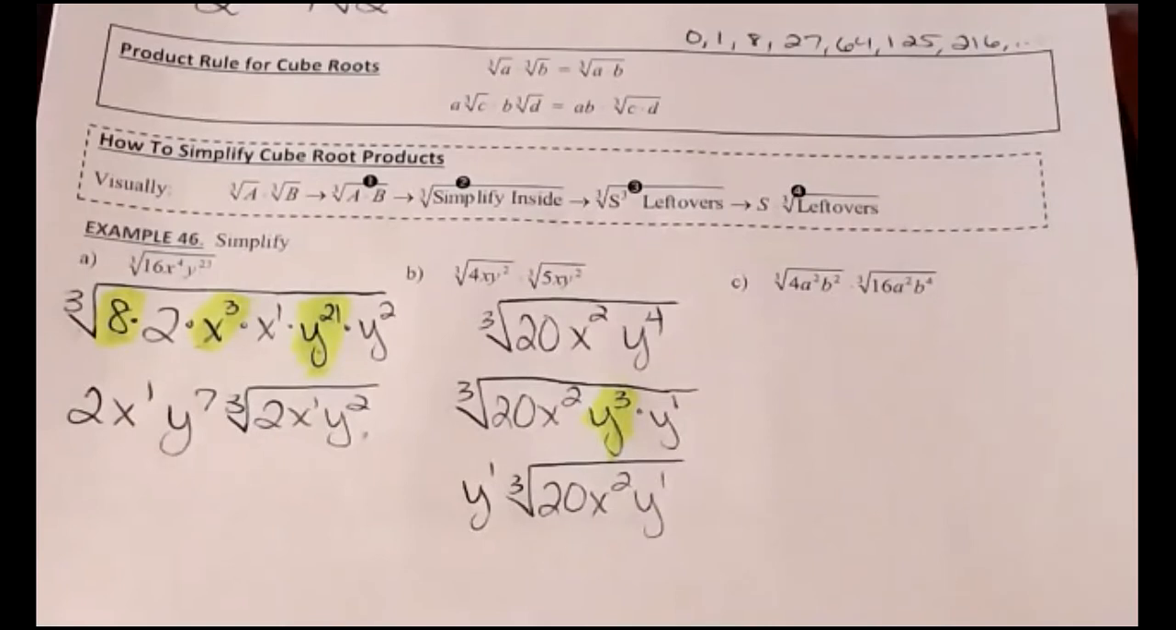Take a couple moments to play around with part C. Remember, multiply them first and then simplify. Take a couple minutes. When you think you have your answer, type done in the chat. Because yeah, typing in cube root is going to be annoying. So just type done when you think you have your answer.